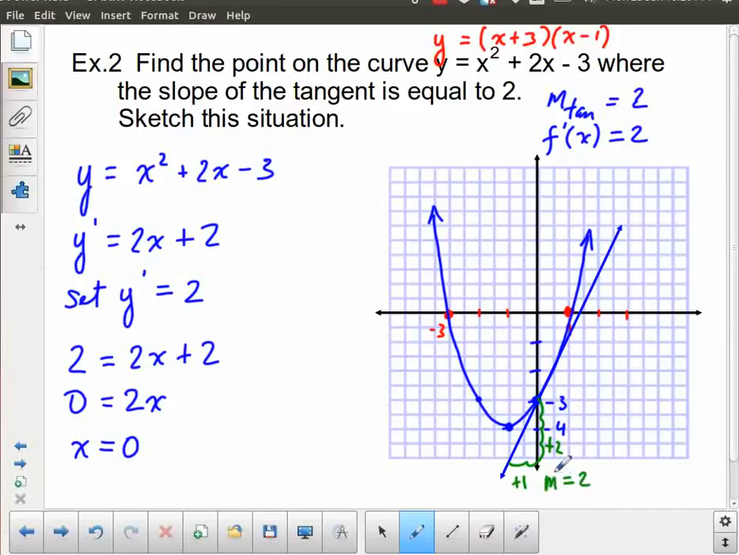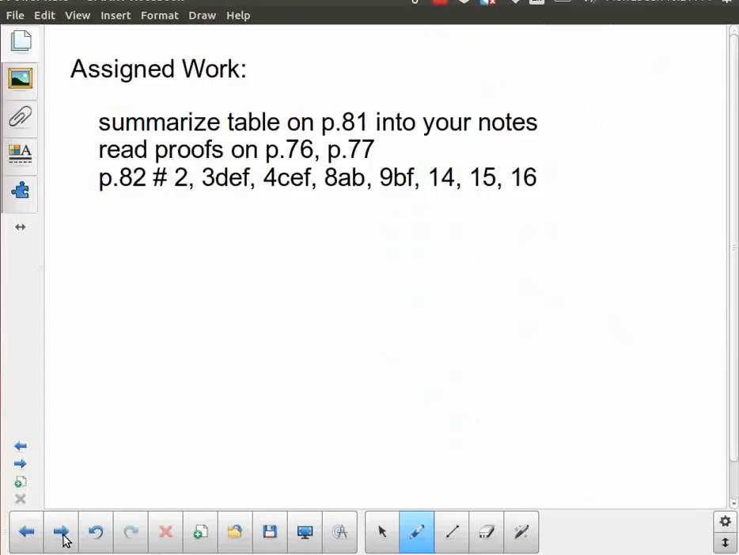And a little interesting aside here, that actually comes from, when we're in standard form, this middle term, in case you've ever wondered, the value of this middle term is the slope at the y-intercept. So this value of negative 3 was the y-intercept, and the slope of this tangent is equal to 2 at that y-intercept. And that's it.